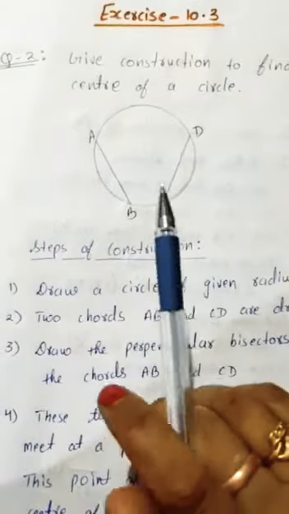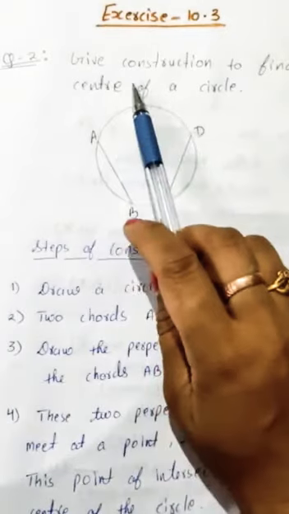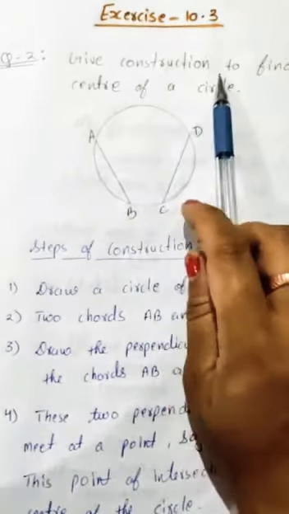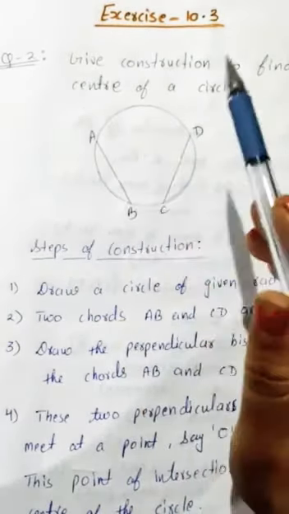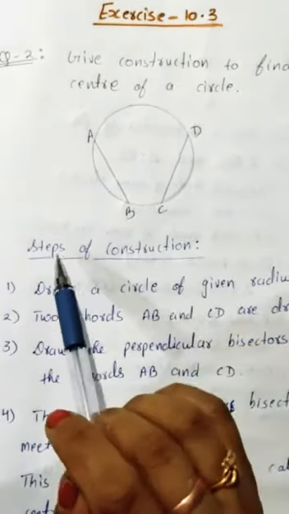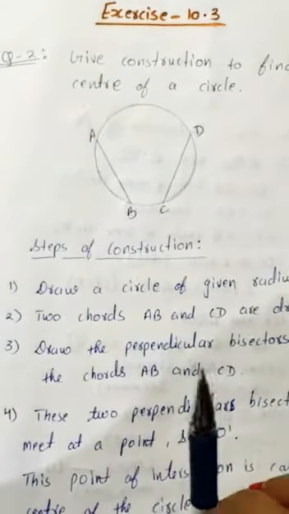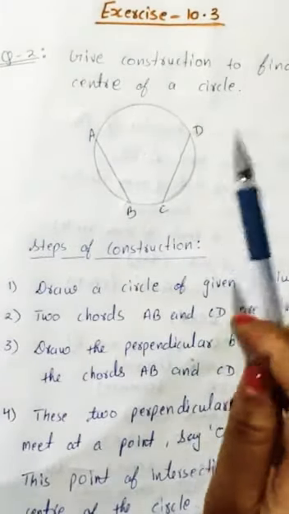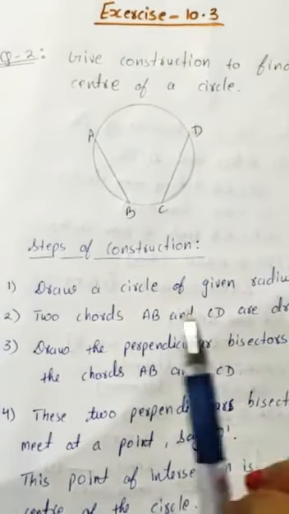Okay, so now we'll proceed further to question number 2, which is you have to give the steps of construction, or you can say construction, to find the center of a circle. That means you are given a circle, but its center is not known, so you have to find out its center. So what are the steps that we'll go through? First of all, you have to draw a circle with given radius. Whatever radius you want to take, you can take, because it is not given in the question. 3, 4, 5, anything centimeters.